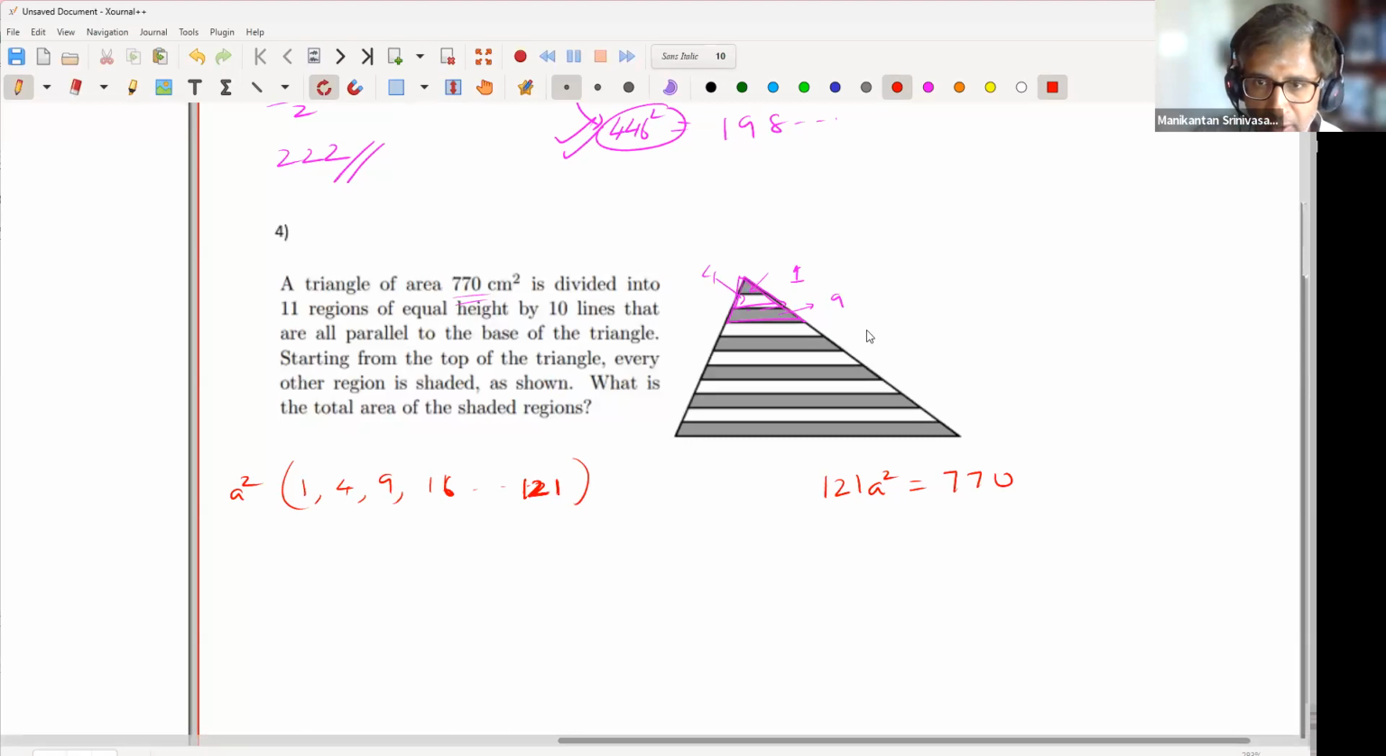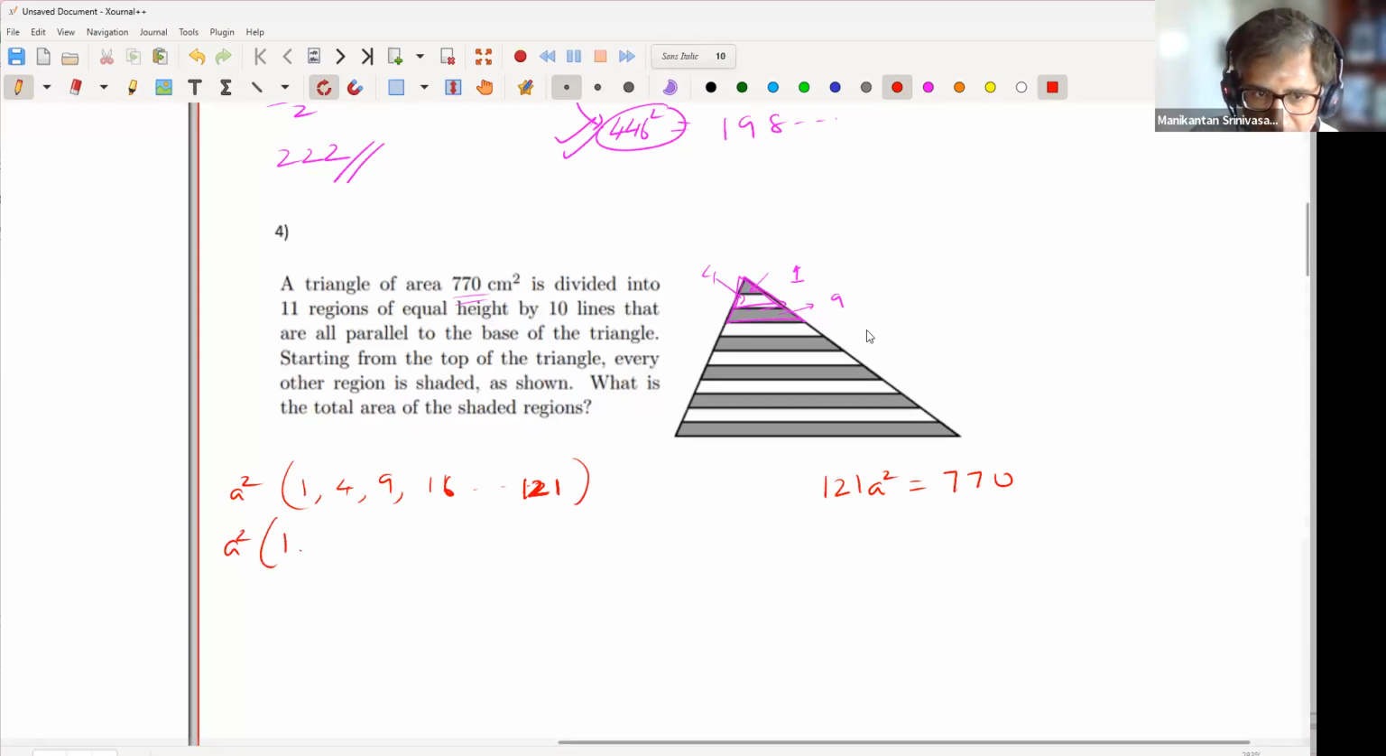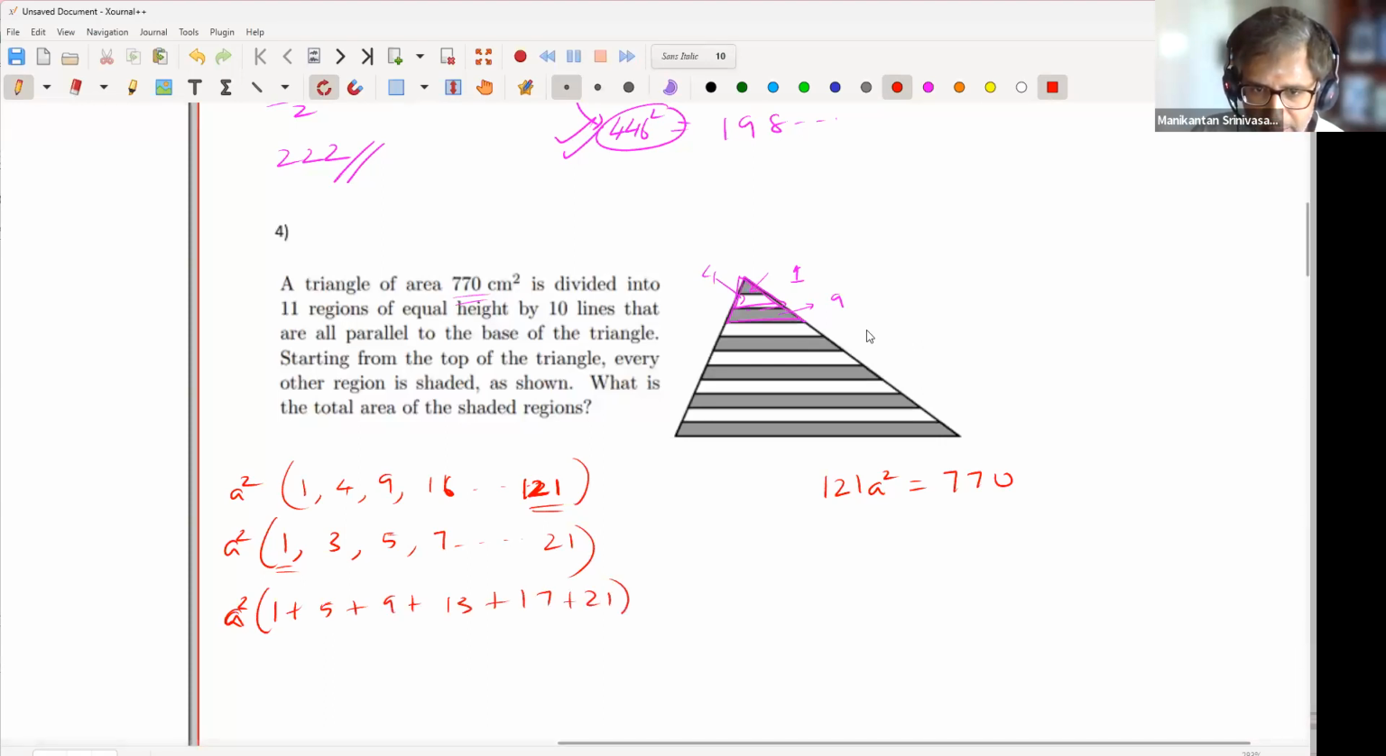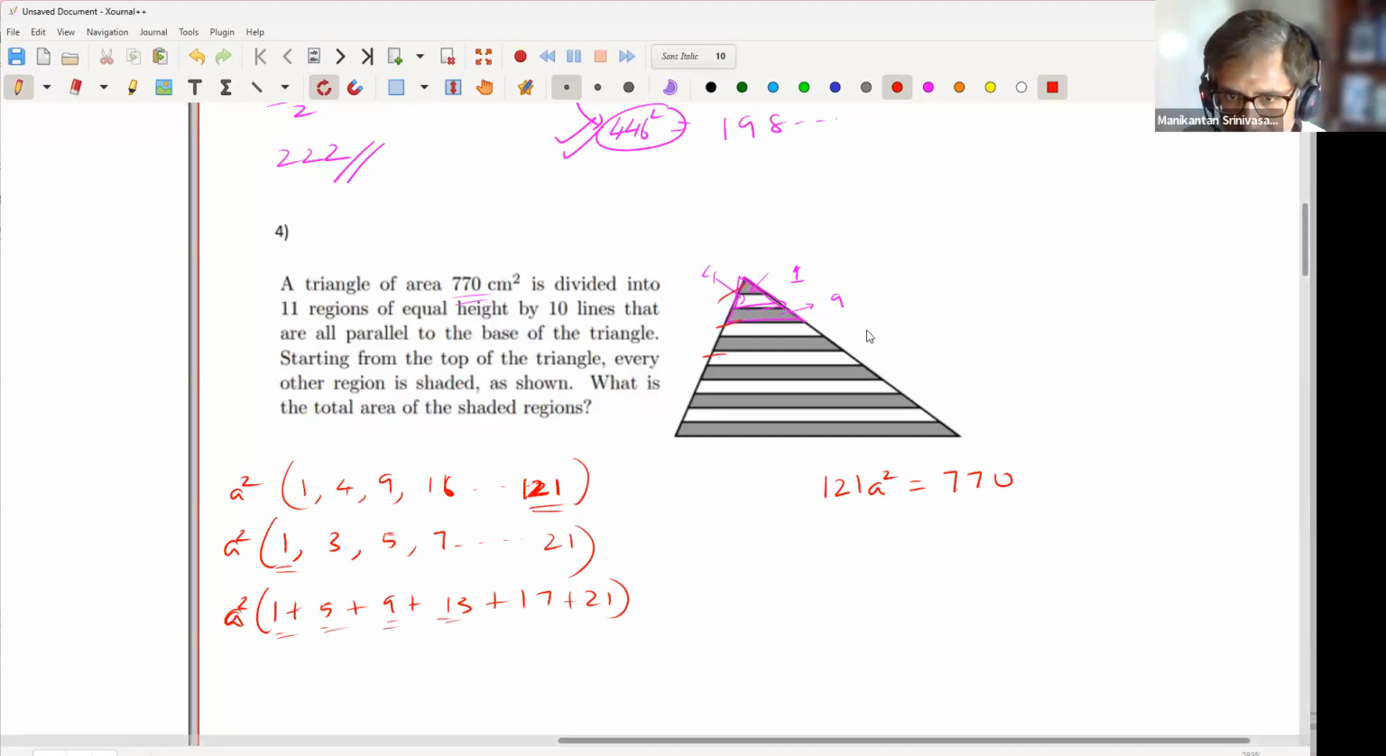Okay, now what about the areas of the differences? It'll be a square into 1. The next one would be 4 minus 1, the next 9 minus 4, the next 16 minus 9, and the last one would be 121 minus 100, which is 21. So we want to add up all the shaded areas, which will be a square into the alternate ones, 1 plus 5 plus 9 plus 13 plus 17 plus 21. Let's count once: we have 6 shaded regions, 1, 2, 3, 4, 5, 6.